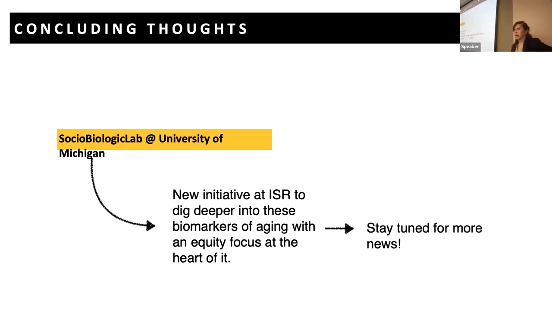We have a new initiative at ISR, the Sociobiologic Lab, where we're trying to dig into where we're at with these different biological aging measures, these biomarkers of aging, and how do they help us center equity and bring everybody to the table and say, okay, we've got this measure, CMV. What does it mean? What does it not mean? Where are we at in the arc of development? So stay tuned for more news about that, because we're pumped about this initiative, but it's hard to bring all these different scholars and thought partners to the table.